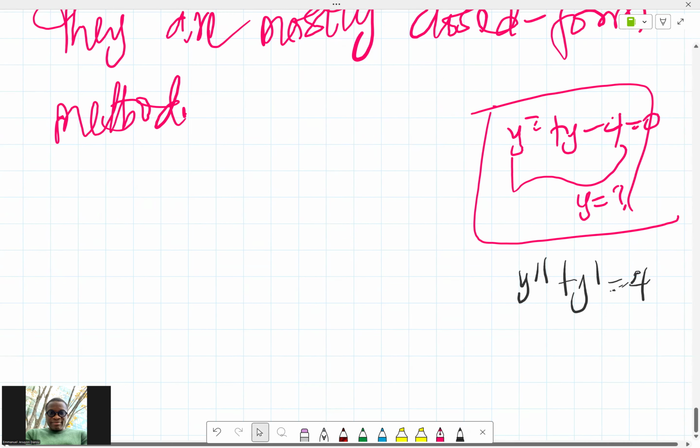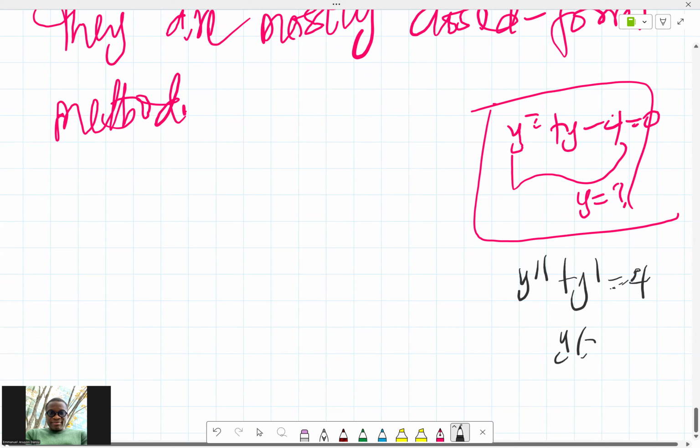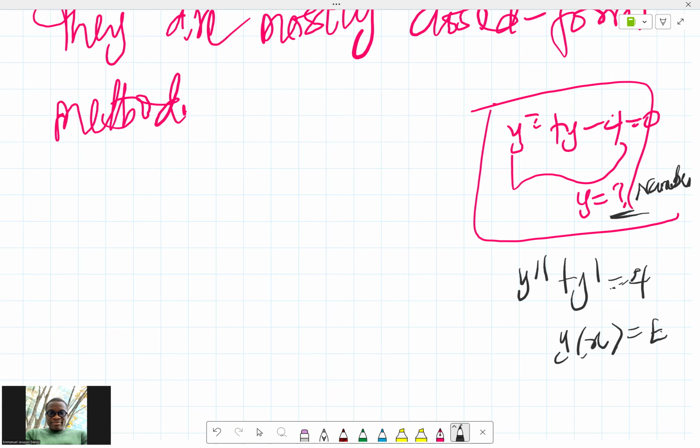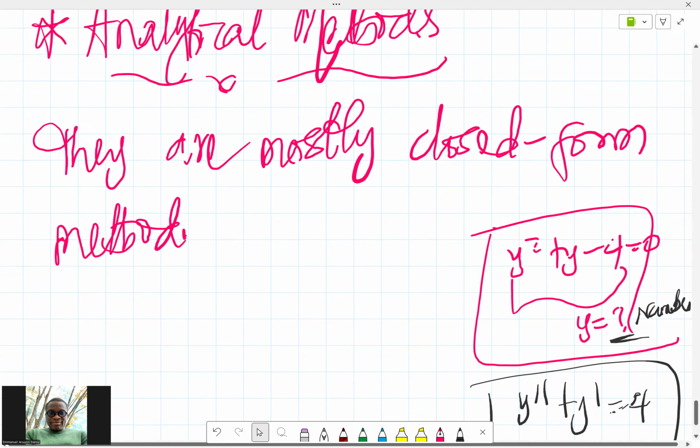You're looking for y, which is a function of x. So you're going to get an expression. Here, you're going to get a number, a value. And this is going to be an expression, say y² + y + 4x or something. That's the difference. Solve an equation, you get the value of the variable, but solve a differential equation, you get the expression.